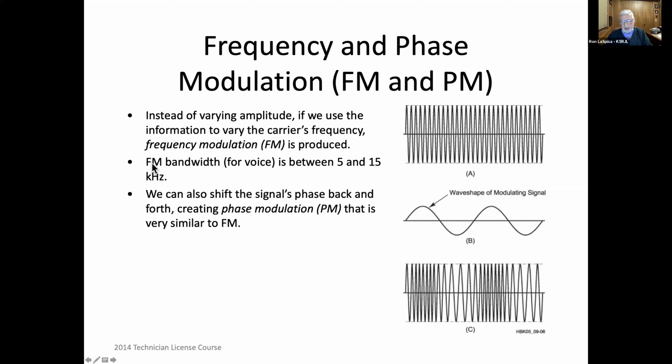Now, FM bandwidth for voice on a ham radio is between 5 and 15 kilohertz. We're going to try to put that number in the same thinking cap as our other numbers. Let's review. We had 6 kilohertz for AM, 3 kilohertz for single sideband, and now we've got something between 5 and 15, and I usually think of that as being around 10 kilohertz for FM.